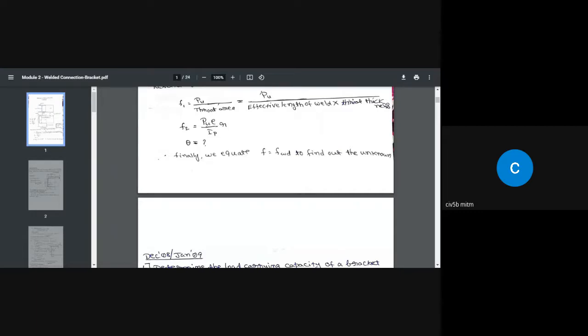Again, if you go to the code book, you know what is FWD? FWD is FWN divided by gamma MW, where FWN is equal to FU by root 3. This is from the code book, clause 10.5.7.1.1, page 79. By equating these two values, we can find out whatever the unknown is. This is the only formula you need to remember.